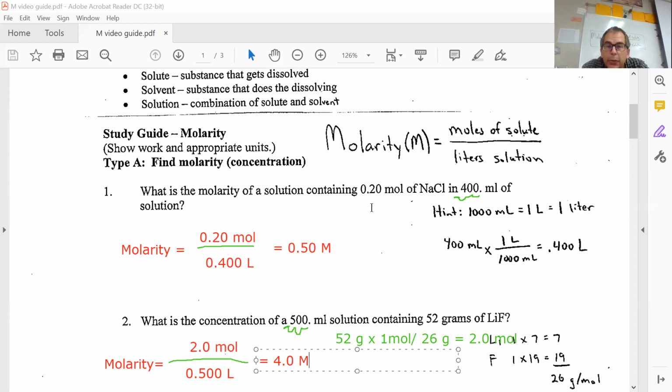So again, these are 2 different substances, but a 4 molarity solution would be more concentrated than a 0.50 molarity solution. The bigger the number in front of the M, the more concentrated it is. The smaller the number in front of the M, the more dilute it is. So that is an example of finding molarity, sometimes framed as finding the concentration, because that's how we measure concentration in molarity, for page number 3, type A problem.